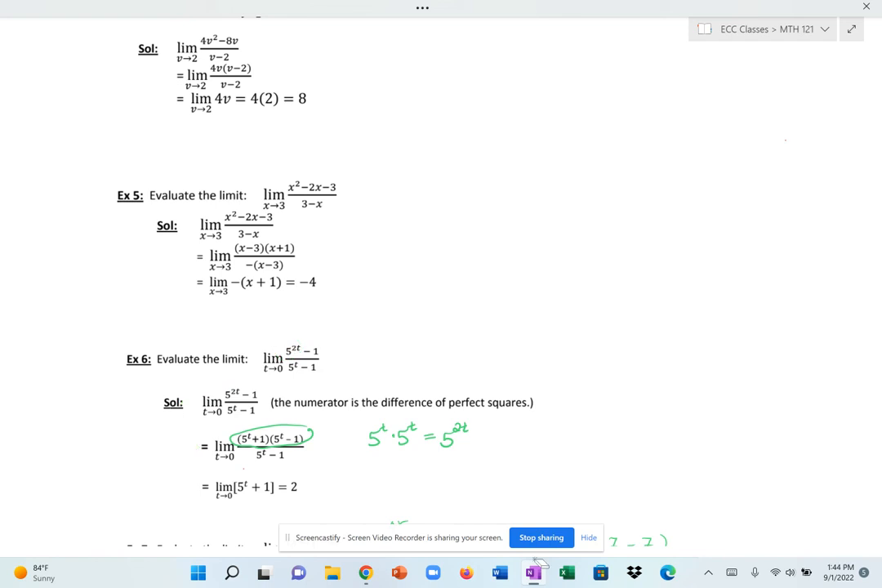And then the positive 1 and the negative 1 means that your outer and inner term will cancel, and you'll get minus 1 as your second value. So by factoring that, then the denominator will cancel with one of the factors in the numerator. So all I need to do is evaluate this limit of 5 to the t plus 1, and plugging in 0 in here will give me 1 plus 1, which is equal to 2.